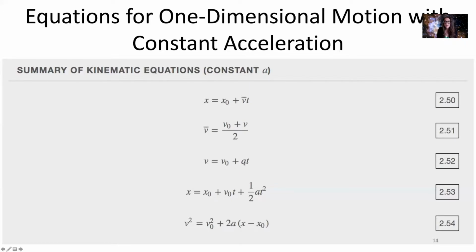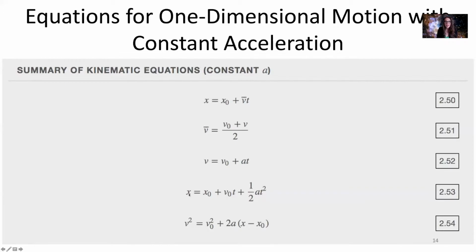We could rearrange this equation. If you subtract v0 over to the other side, and then you divide both sides by time, you will have the equation that we've already seen. Acceleration is equal to your change in velocity over your change in time. And then we have this equation down here, which relates acceleration, time, velocity, and position, our displacement.